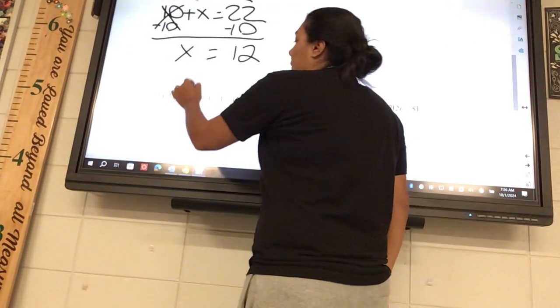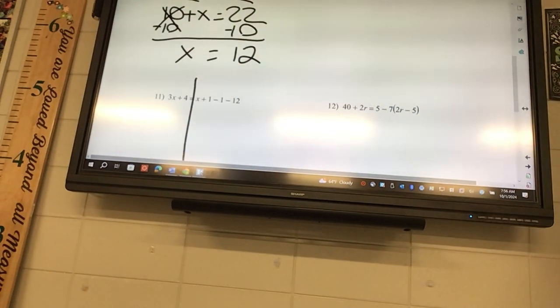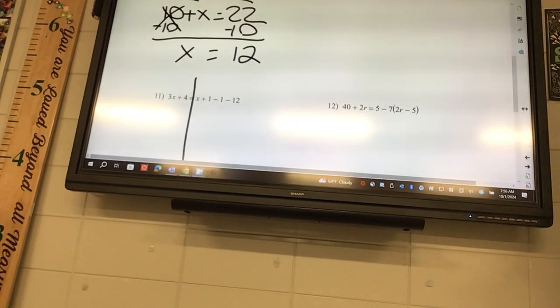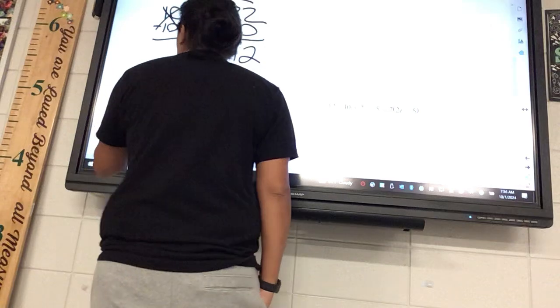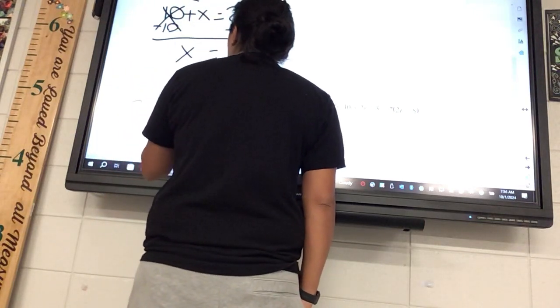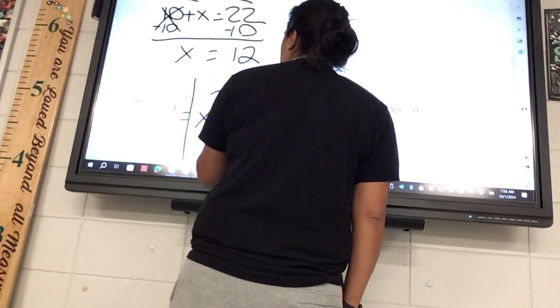Okay, so, can anything get combined on the left? No, okay, one's an x, one's a number. But on the right, stuff can get combined. What can we combine? 1, 1, 12. Okay, so on this side, you're gonna get 3x plus 4 equals x. And then when we combine these two, you're gonna get a negative 12.